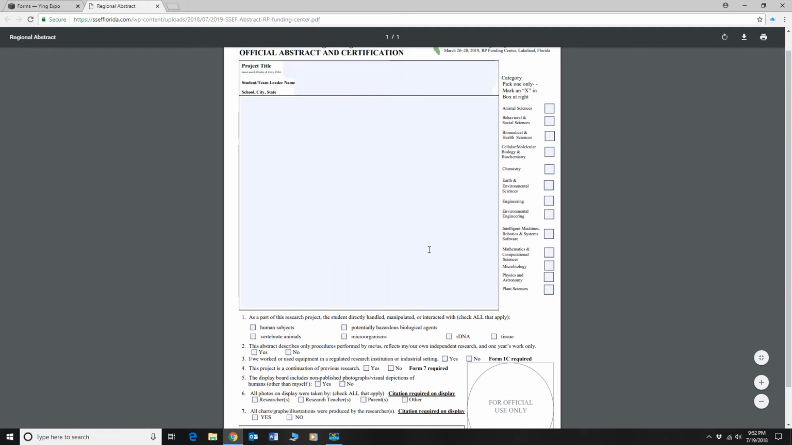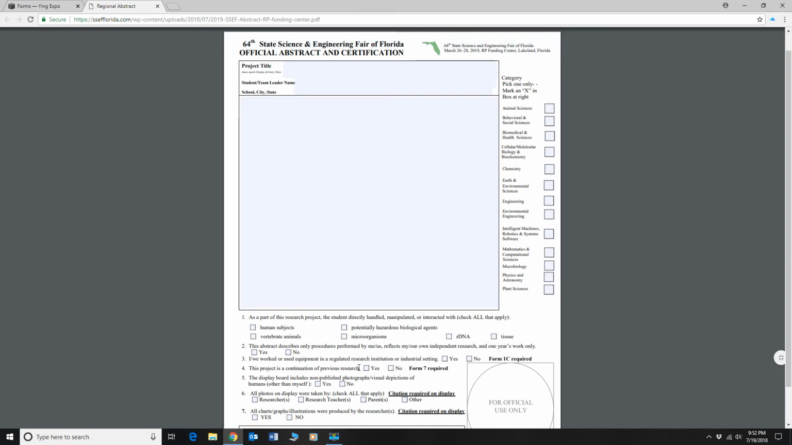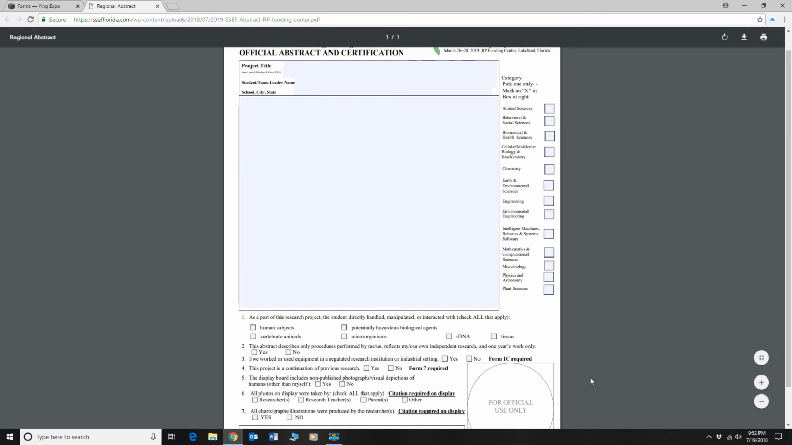And the student really needs to have multiple copies of this because this has to be displayed with their project. It has to either be on the backboard, displayed in a stand on the table, or hung in a sheet protector on the front edge of the table. We get a lot of students showing up at the Ying Expo that don't have a copy of this, and we just don't really have the ability to make a lot of copies. So they should have several copies of this. And that's it.